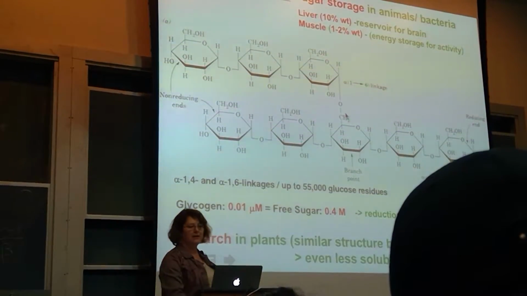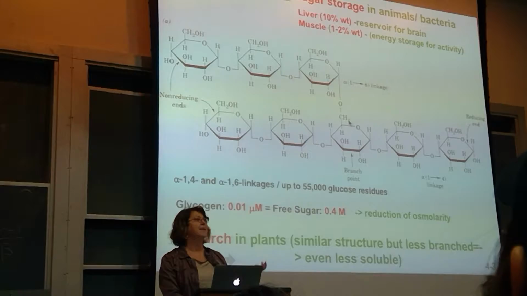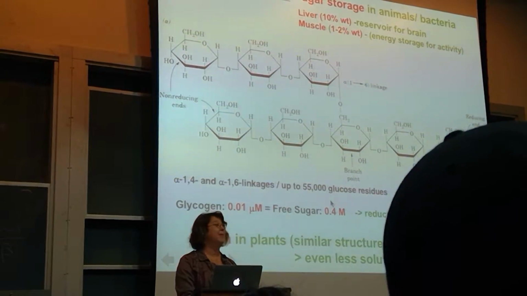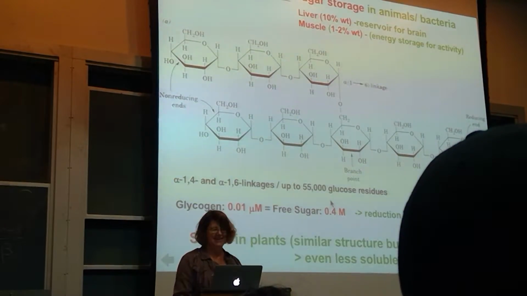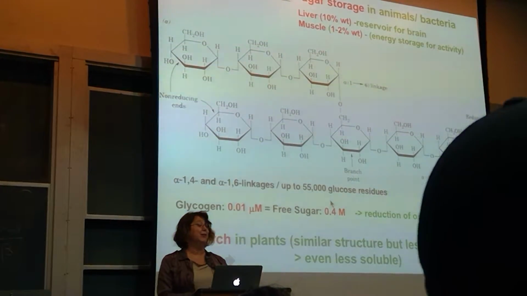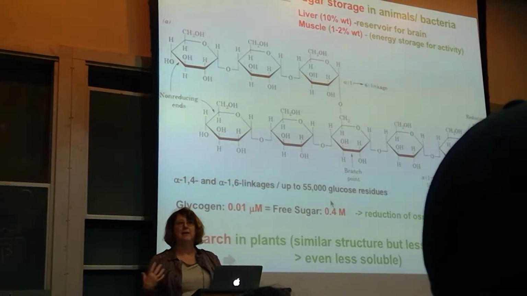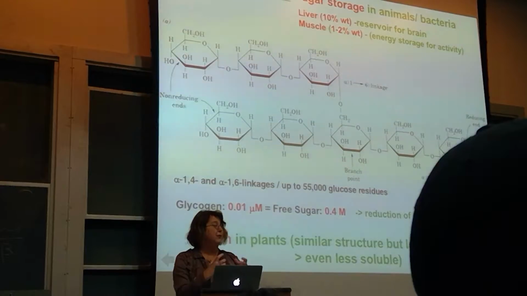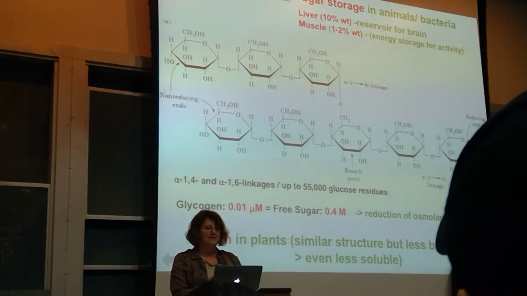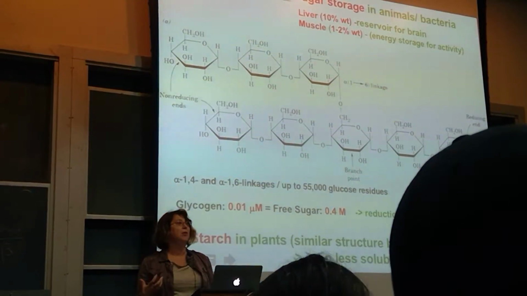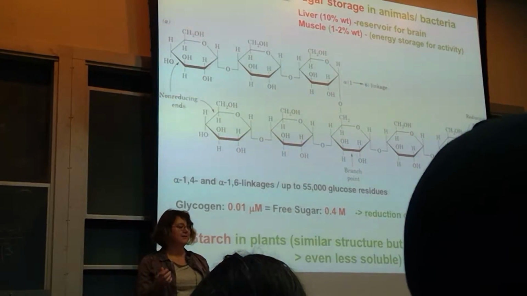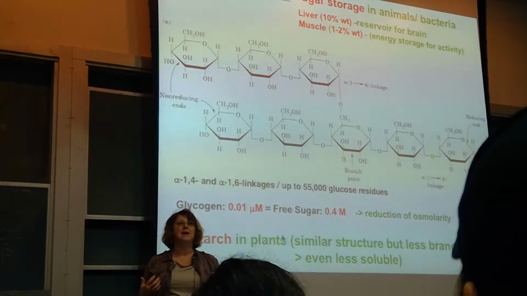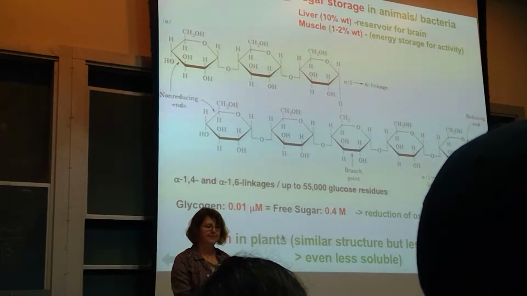There are a couple of major enzymes that break down this huge polymer. This polymer can have up to 55,000 glucose residues in a glycogen. We talked a number of lectures ago about how this could reduce the osmolarity, so you can actually store this polymer. Instead of it being 0.4 molar if it was all free sugars, it's actually 0.01 micromolar, so you're not really increasing the osmolarity.